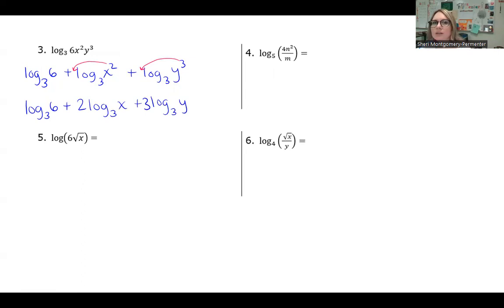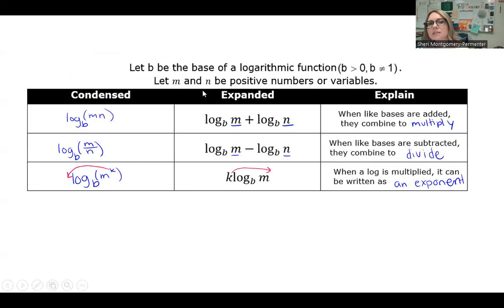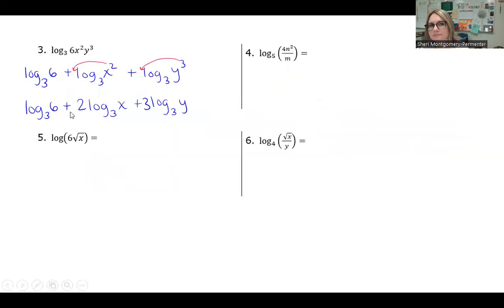So anytime that you have an exponent, it's in this chart. Anytime that you have an exponent, if you want to expand it, you got to write it out into the front. So it looks like this. So I have to put these exponents out into the front. And now I am expanded.